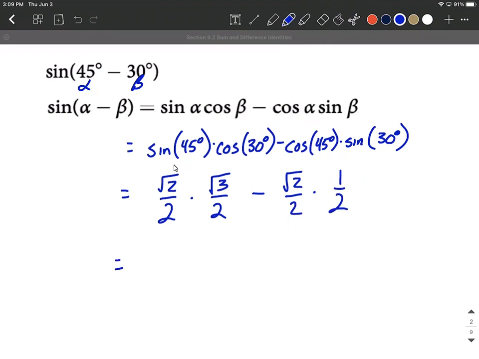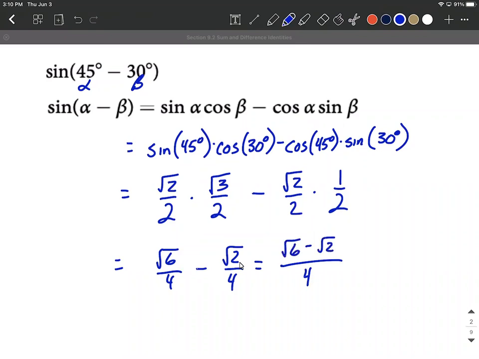The additional simplifying we can do is multiplying these fractions together by multiplying numerators and multiplying denominators. So we can say square root of 6 over 4 minus, again multiplying numerators and denominators, square root of 2 over 4. The very last thing we may want to do is, since we have two separate fractions being subtracted, put these together into a single fraction. This shouldn't be too difficult. We already have a common denominator, so let's just combine these numerators and put them over that common denominator.